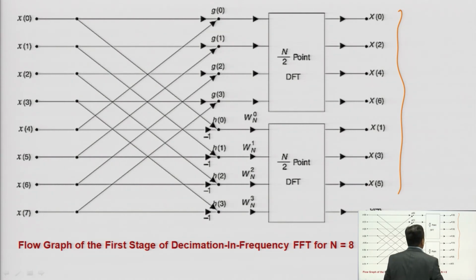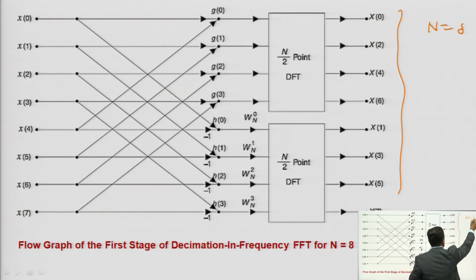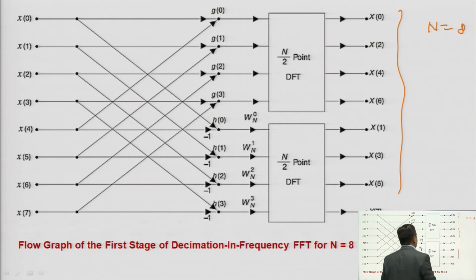Now, you are splitting your sequences into even and odd numbered sequences if your N is equal to 8. So, capital X 0, capital X 2, capital X 4, capital X 6. This is the even part you can say, and another part will be X 1, X 3, X 5, X 7, and N by 2 point DFT, N by 2 point DFT you are taking here. Now, corresponding to this you will get G 0, G 1, G 2, G 3, and corresponding to that you will get H 0, H 1, H 2, H 3.